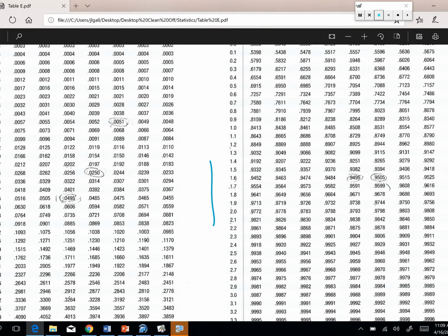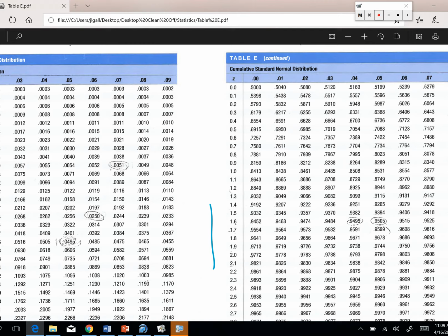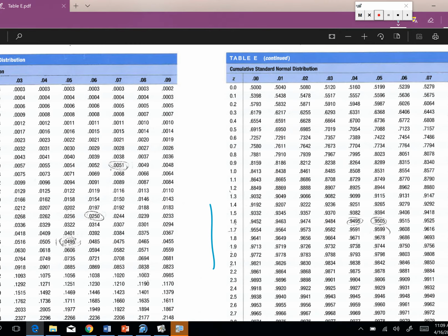Hang on, I need to scroll down for a minute, guys. There we go. All right, so I need to find where z is 0.51. So here's 0.51.